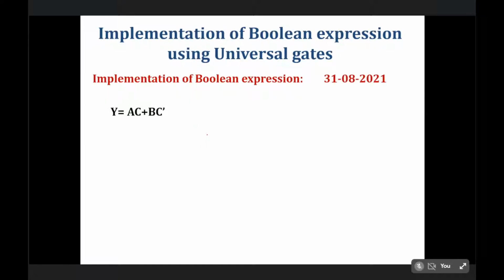Okay. So the next expression is AC plus BC dash. Try to solve this expression, and then we will see the next topic. Try to implement this Boolean expression with the use of NAND and NOR.